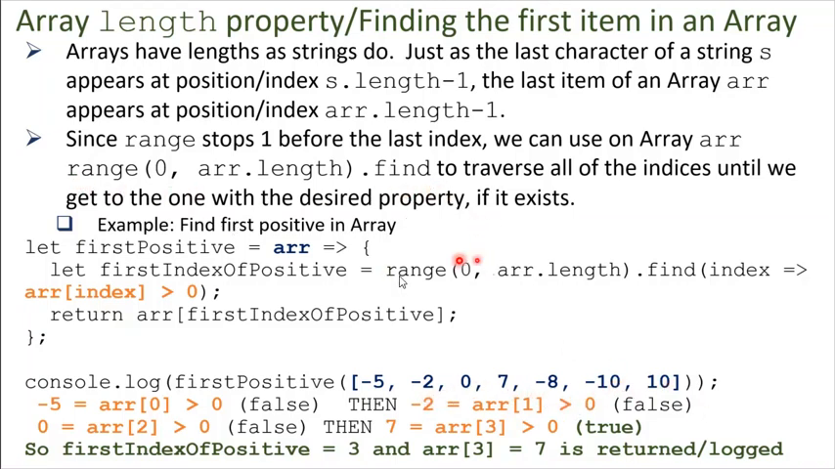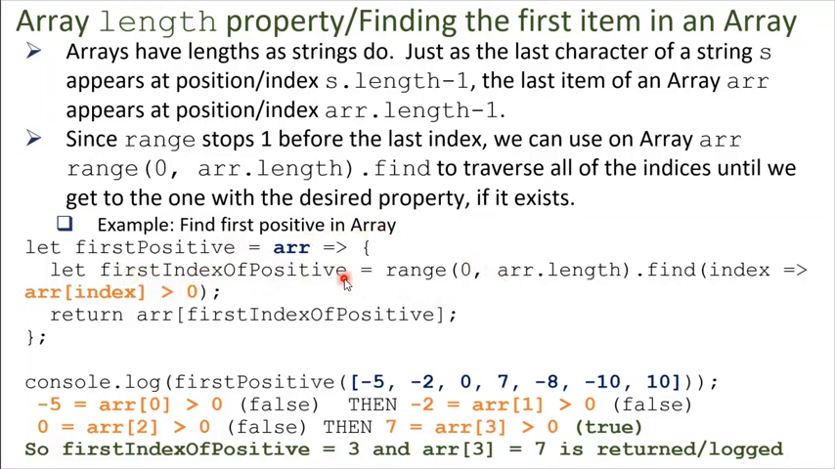And then it checks the next one, which is 2. So ARR2 greater than 0, well, ARR2 is just 0. 0 is not greater than 0. And then finally comes up with 3, and ARR3 is 7, and 7 is greater than 0 is true. So this is where it stops, but it doesn't give you the 7, right? It gives you the item from the array here that was generated by range. So it's giving you the 3. And this is then what's going to be stored in first index of positive.